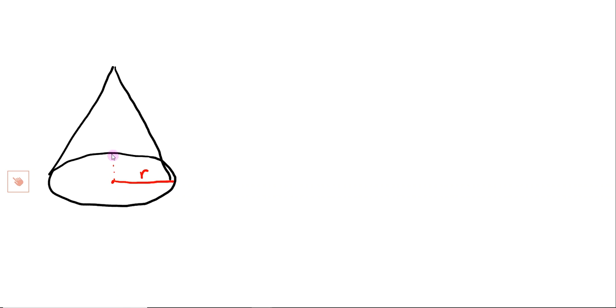This here is called the height of the cone. But this distance, remember the one I was pointing to here? That is called L, which is the slant height. So this is the height, H, but this is the slant height and it's called L. All right?